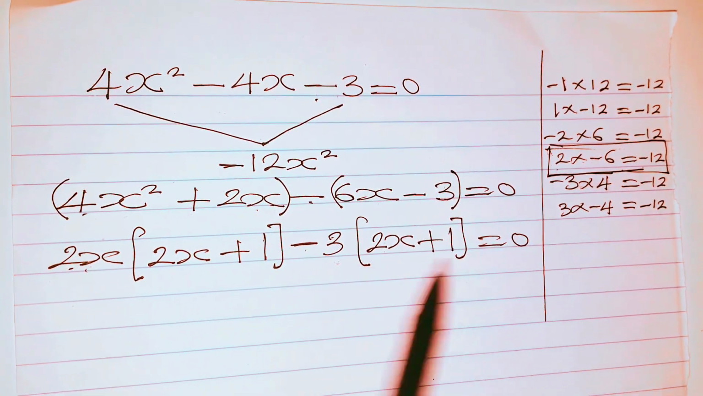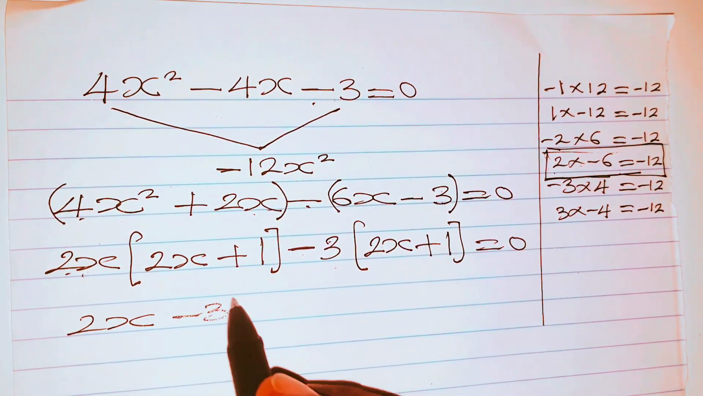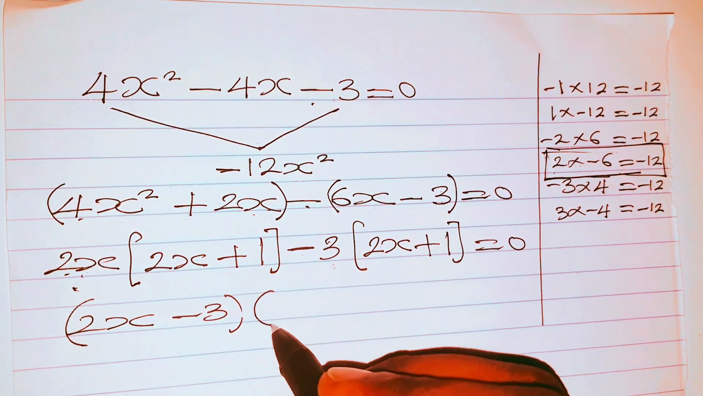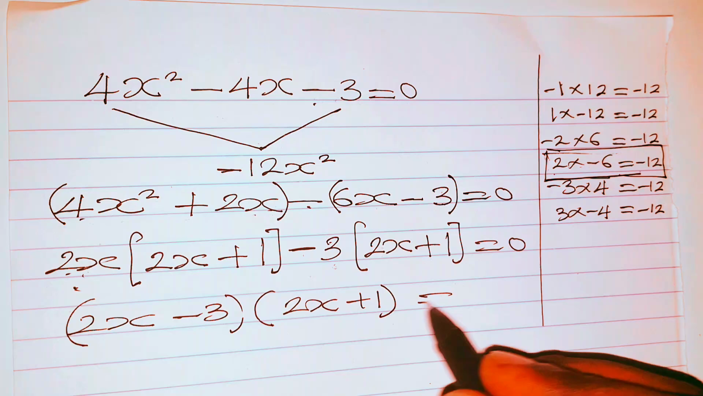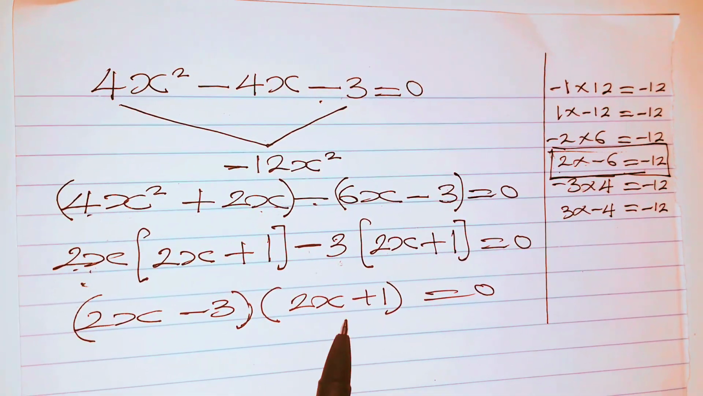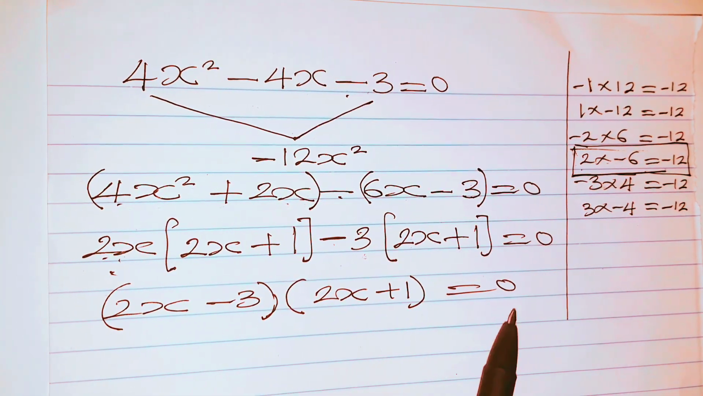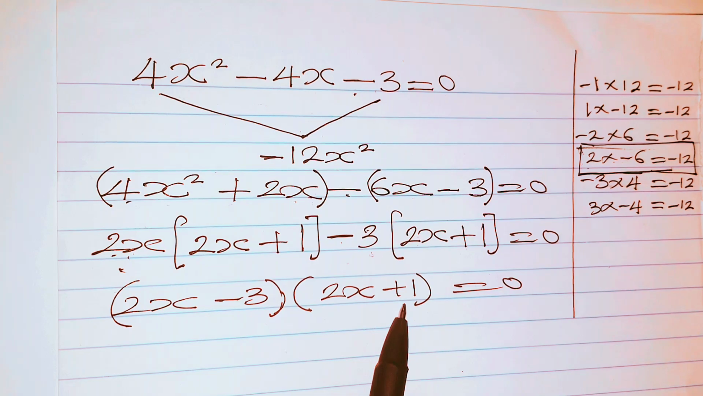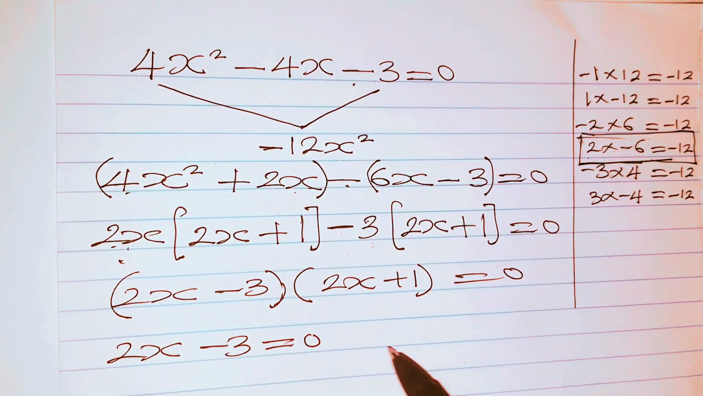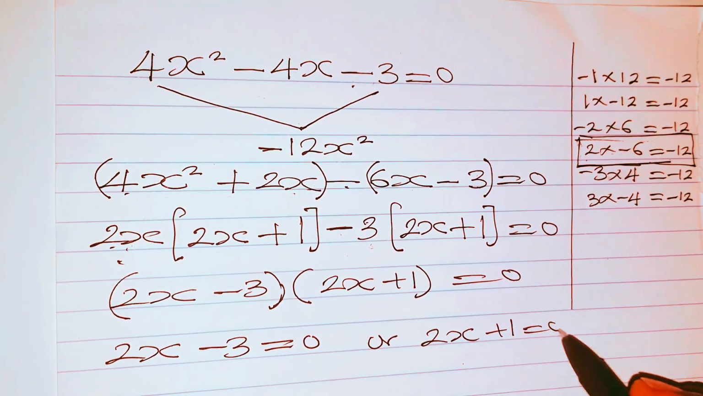Then we pick one of the terms in the bracket and combine this and this together, and that becomes 2x minus 3, that is this and this. And then in the other bracket, 2x plus 1 equal to 0. In this case, we have 2x minus 3 in the bracket multiplied by 2x plus 1. If these two terms multiply each other and you get 0, that means one of them has to be 0. So we can express it as 2x minus 3 equal to 0, or this also is meant to be 0. That's 2x plus 1 equal to 0.